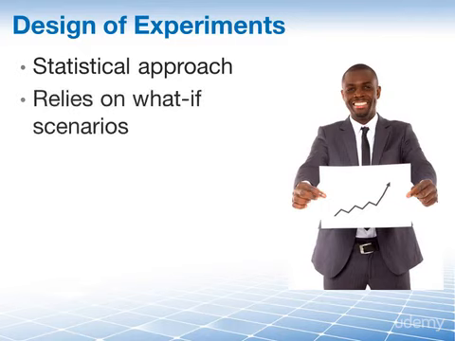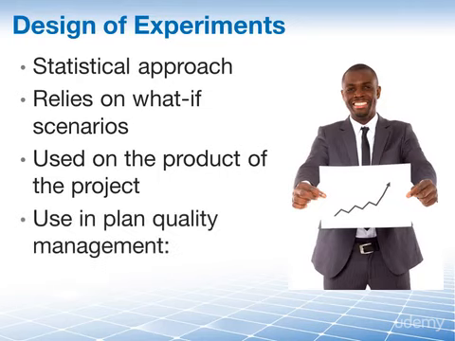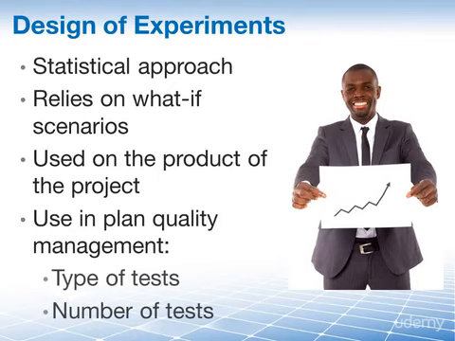It relies on what-if scenarios to determine what variables within a project will result in the best outcome. This approach is most often used in the product of the project rather than the project itself. For instance, instead of conducting a series of individual trials, an information technology project may use design of experiment analysis to optimize hardware and bandwidth needed to run an internet-based application, finding the optimal match of system response time. In the plan quality management process, we want to use this technique to find the most effective quality tests to use on the project and the most efficient number of quality tests to use on the project.